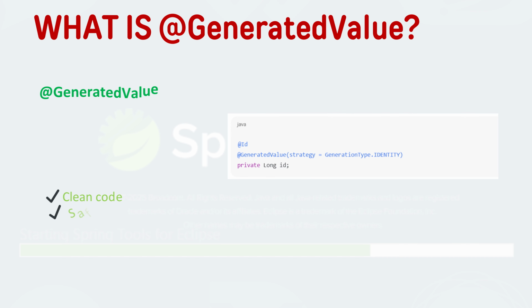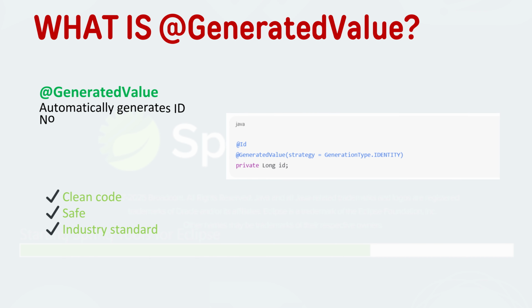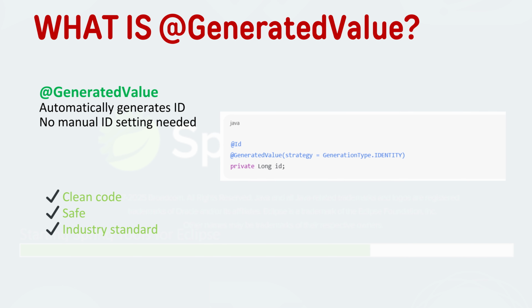@GeneratedValue tells JPA, please generate the ID automatically. When we write @GeneratedValue, strategy equals GenerationType.IDENTITY, Spring Boot does not expect ID from developer. Let the database generate it, and it maps it back to the entity. This gives us clean code, safe design, industry standard approach. That's why you see this annotation in almost every project.